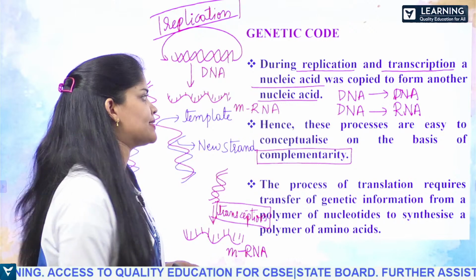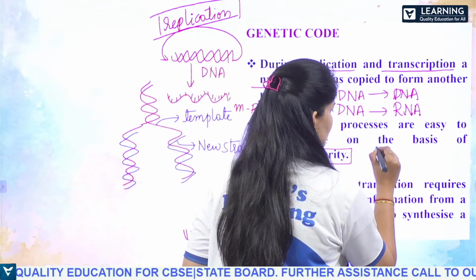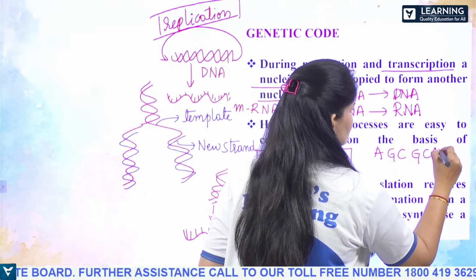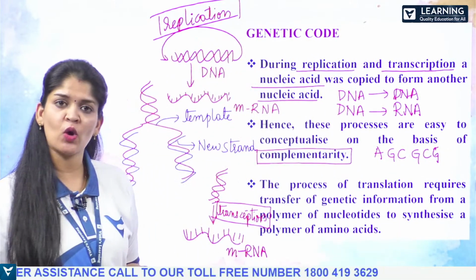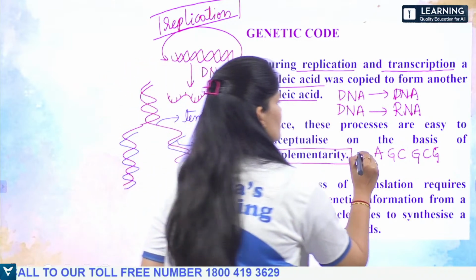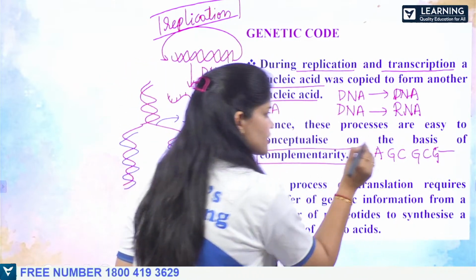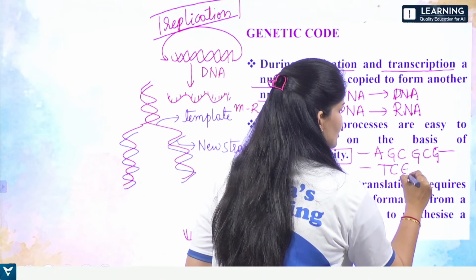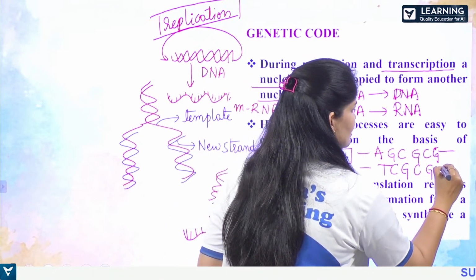So it's very easy if we consider that this is a sequence present on one strand of DNA, then on the other strand of the DNA it is T, C, G, C, G, C.